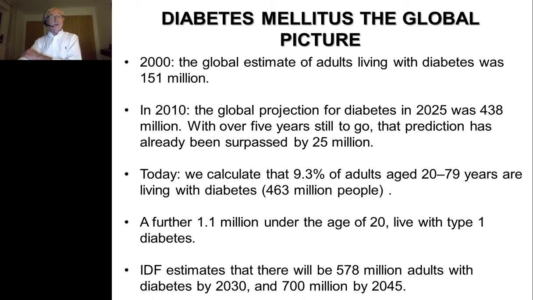9.3% of the adult population between the age of 20 and 79 years of age. And a further 1.1 million under 20 living with type 1 diabetes. The IDF, the International Diabetes Federation, estimates there will be 578 million adults with diabetes by 2030, and an unbelievable 700 million by 2045. Numbers you can hardly believe can exist.